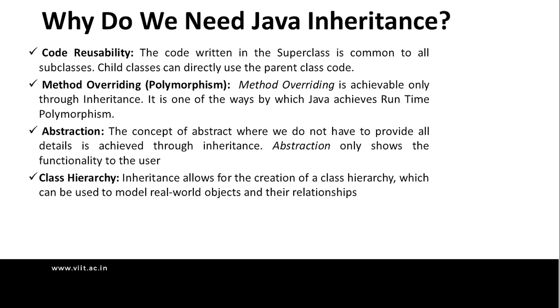Why do we need Java inheritance? These are four reasons why we use Java inheritance: code reusability, method overriding, which is also called polymorphism, abstraction, and class hierarchy. Code reusability: the code written in a superclass is common to all subclasses. Child classes can directly use the parent class.